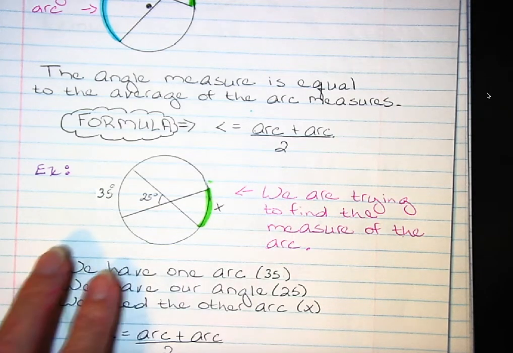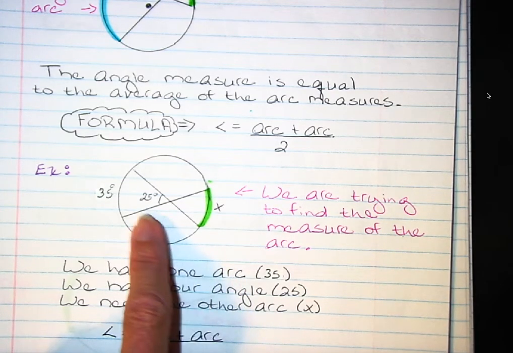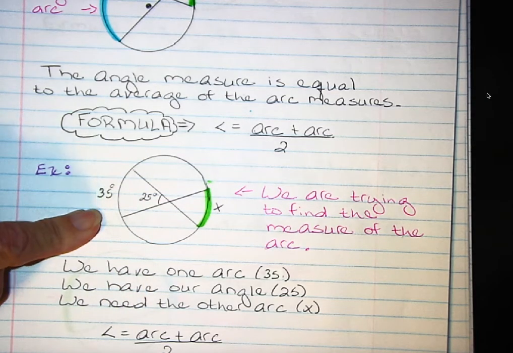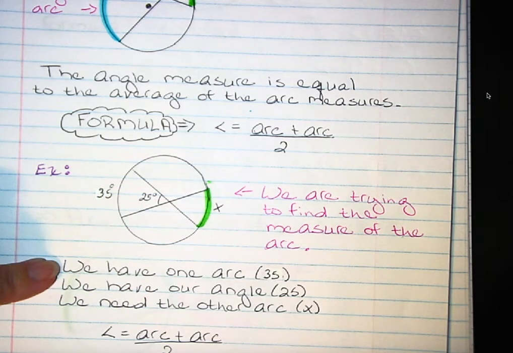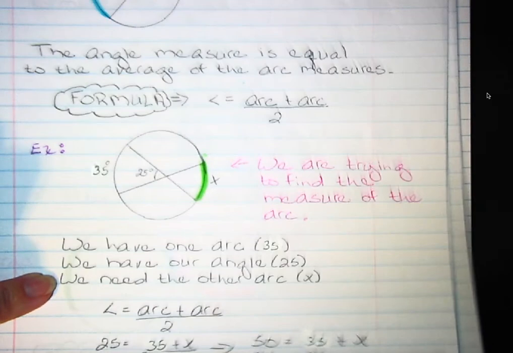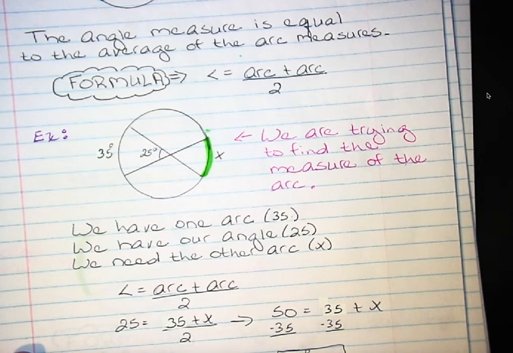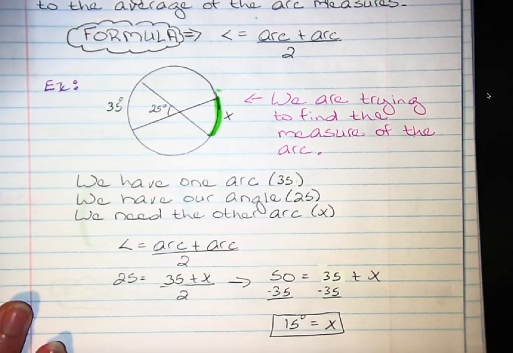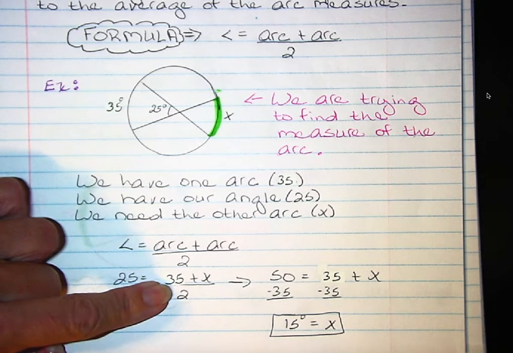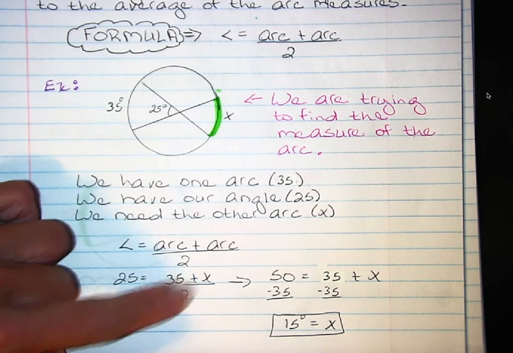So in this example, we are trying to find the measure of this smaller arc. They give us the angle, they give us the larger arc. Okay, so since we have these two pieces of information and we need the other arc, we're going to plug that into our formula. So the angle is 25, the larger arc is 35, and we're going to add that to our smaller arc, which we'll call x for now.